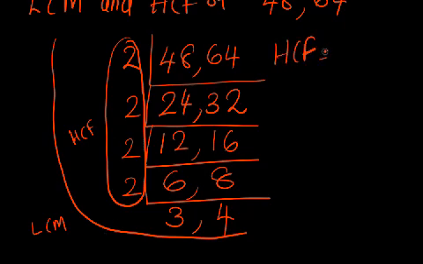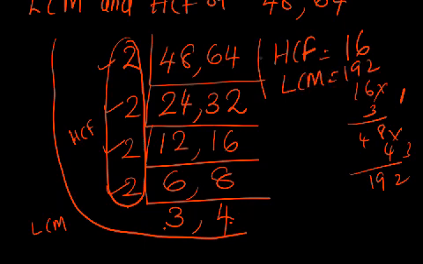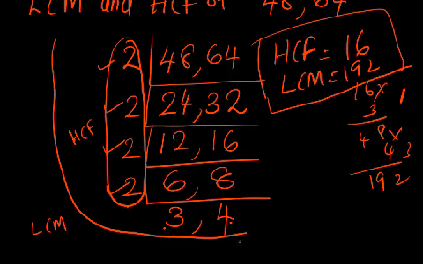So HCF is equal to 2 into 2 into 2 into 2. 2 into 2, 4. 4 into 2, 8. 8 into 2, 16. Then LCM will be 16 into 3 into 4. So 16 into 3, 48. 48 into 4, that is 192. So LCM is equal to 192. So HCF of 48 and 64 is 16 and LCM of 48 and 64 is 192.